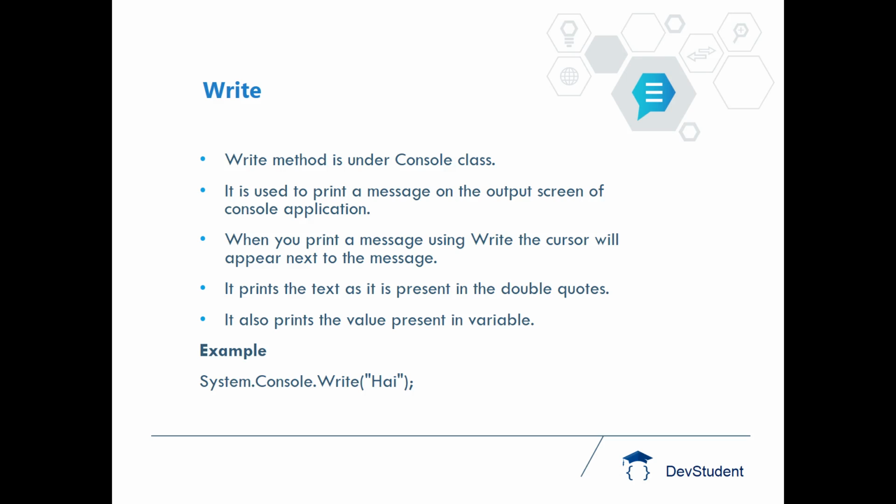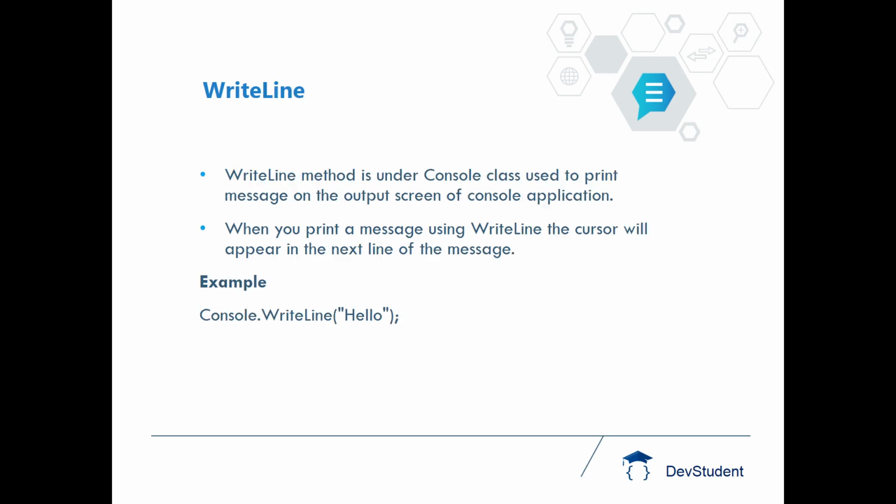For example, System.Console.Write("hi"). That means the hi message is printed on the output screen and the cursor will be present beside the hi. If you want to print a value inside a variable, you can also use the Write method to do that. For that, you have to write Console.Write, and in the braces, directly you can mention the variable name.